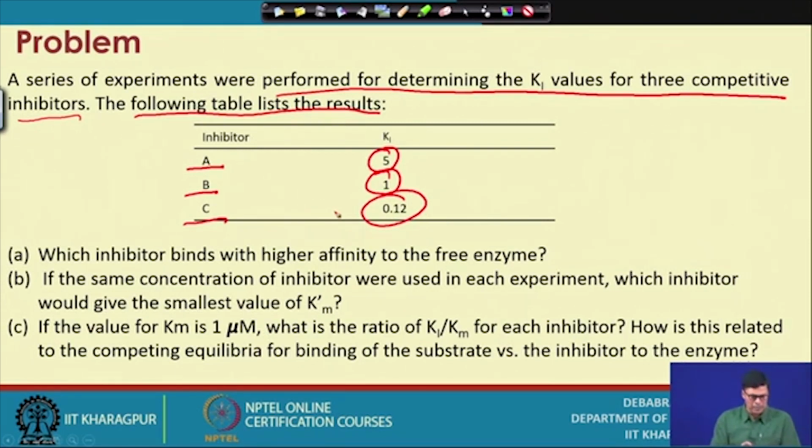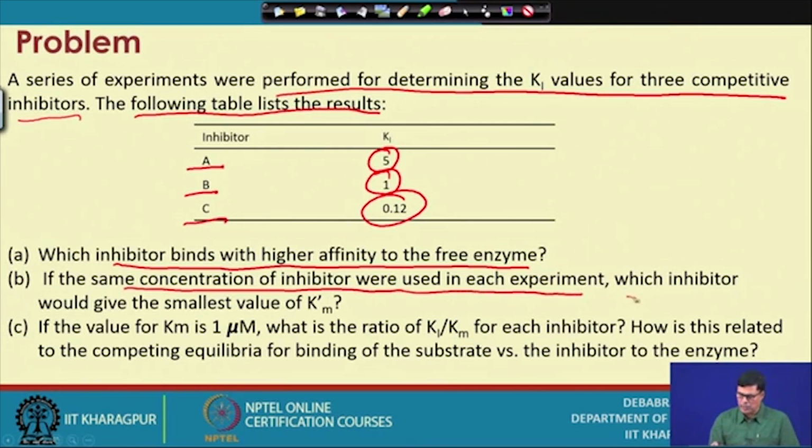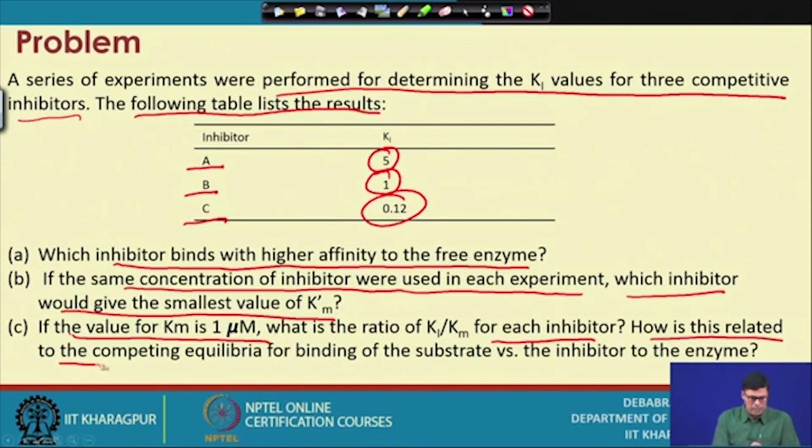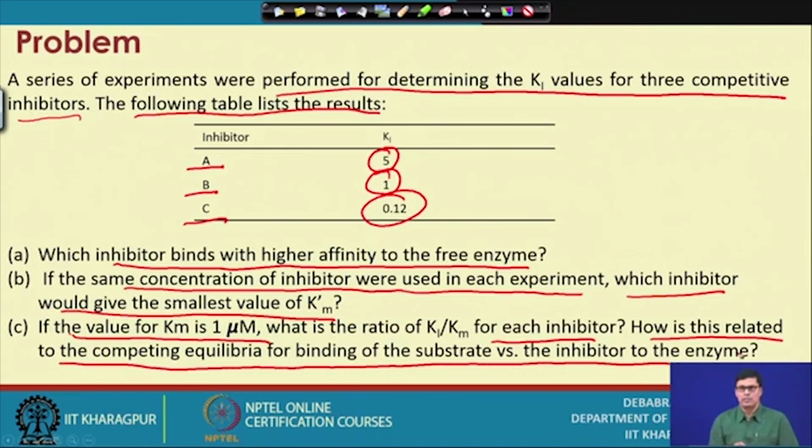Now, what we shall have to find out is which inhibitor binds with higher affinity with the free enzyme. If the same concentration of inhibitor were used for each experiment, which inhibitor would give the smallest value of Km dash? And if the value of Km is 1 micromole, what is the ratio of Ki by Km of each inhibitor, and how is this related to the competing equilibrium for binding substrate versus the inhibitor to the enzyme?